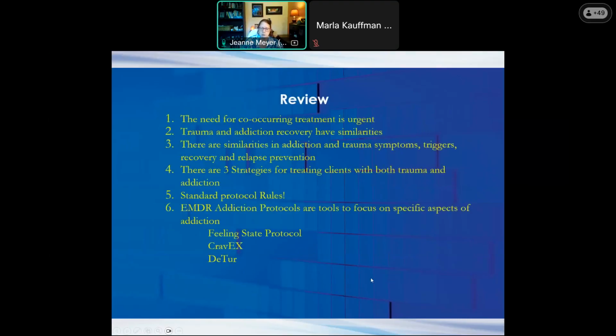And so, in review, the need for co-occurring treatment is urgent. Trauma and addiction recovery have similarities. There are similarities in addiction and trauma symptoms, triggers, recovery, and relapse prevention. There are three strategies for treating clients with both trauma and addiction. Standard protocol rules, so EMDR standard protocol works. Addiction protocols are tools to focus on specific aspects of addiction.